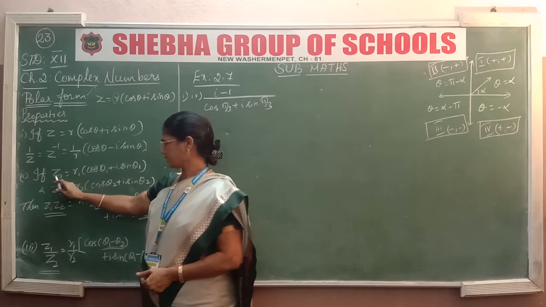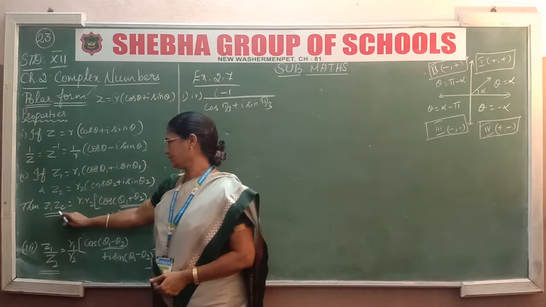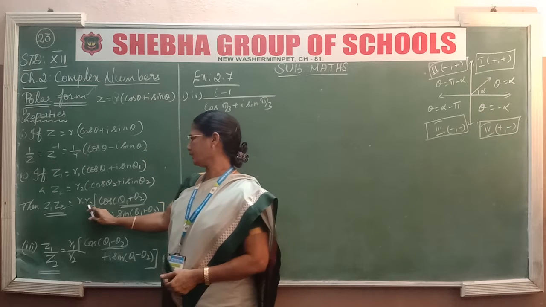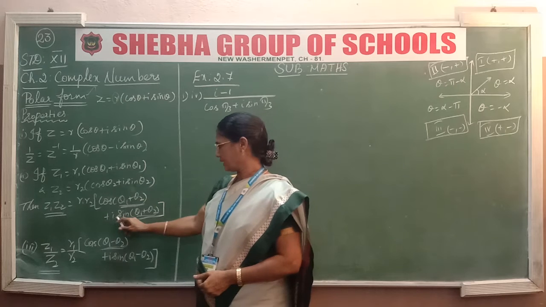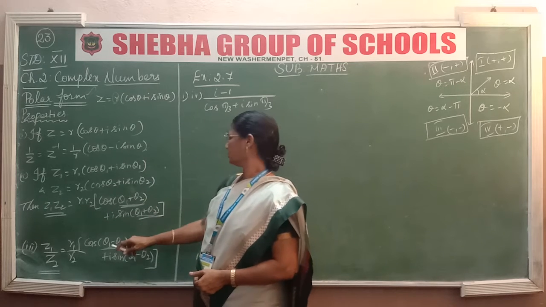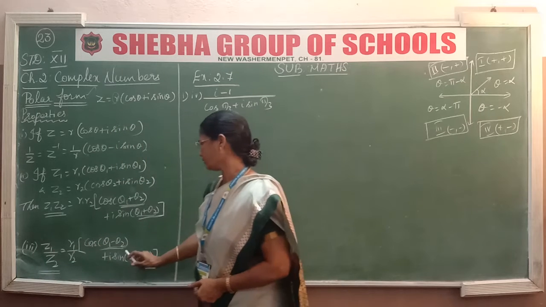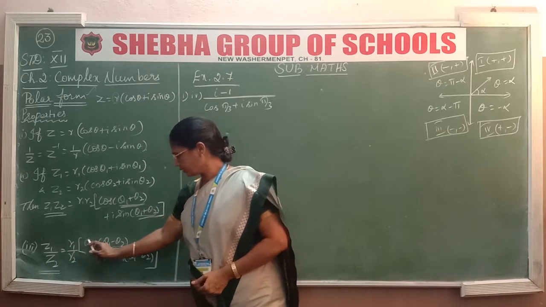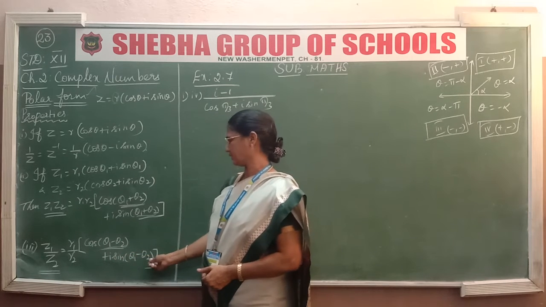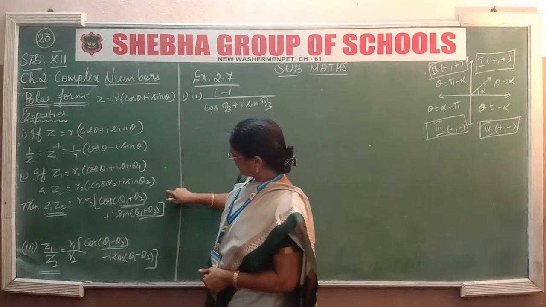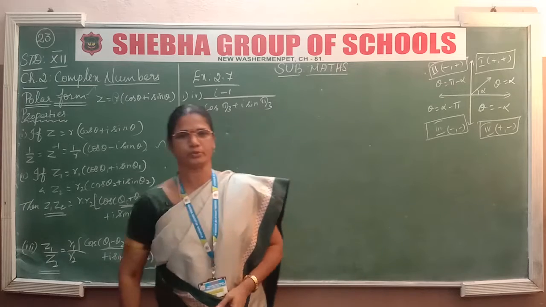The second one: z1 and z2 are given, and their product z1 into z2 equals r1 into r2 into cos of theta 1 plus theta 2 plus i sin of theta 1 plus theta 2. Similarly, in the quotient, z1 by z2 equals r1 by r2 into cos of theta 1 minus theta 2 plus i sin of theta 1 minus theta 2. Using these three properties we are going to do the sums.